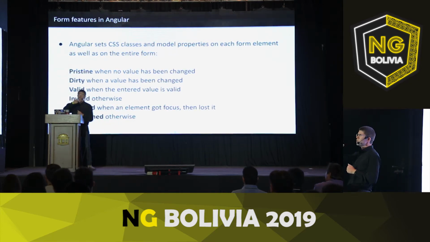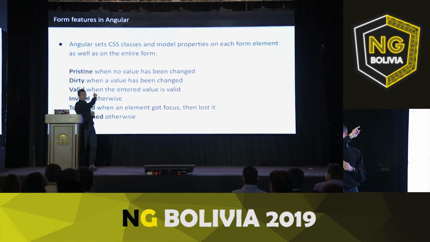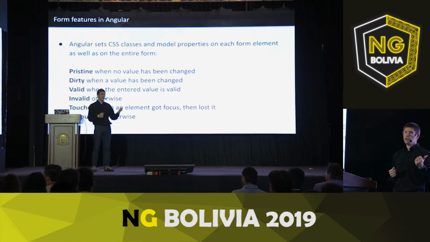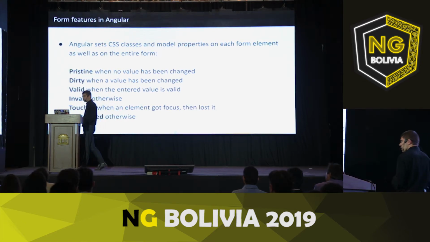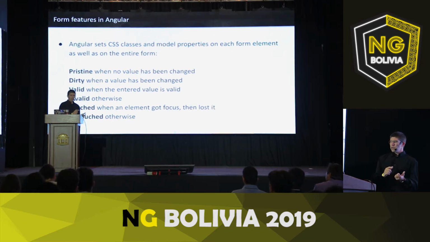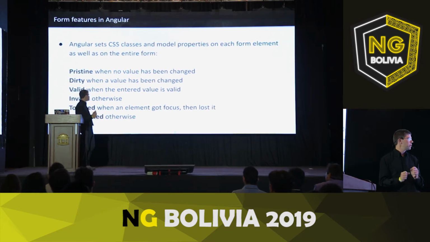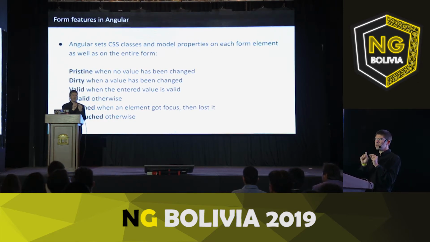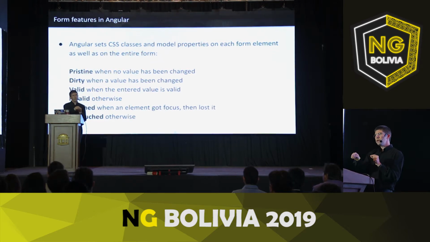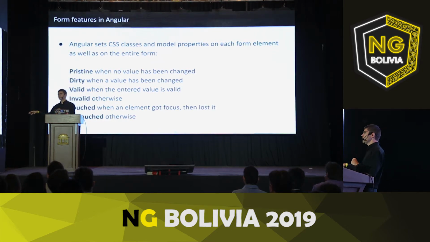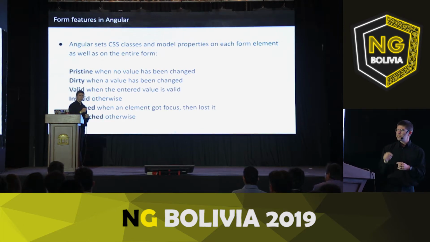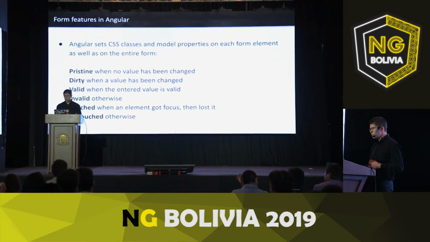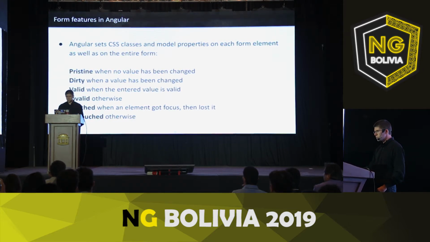So all of these properties go in pairs. Pristine is the opposite of dirty. Then we have valid, invalid. If everything is valid, the form is valid. If not, it's invalid. And then we have touched and untouched. Touched and untouched are a little bit trickier, because touched happens when you click on an element, so the element gets some focus, and then loses that focus. So you click away from it, basically, then it becomes touched. But it's only when the focus is lost that the element becomes touched. Otherwise, it is still untouched.